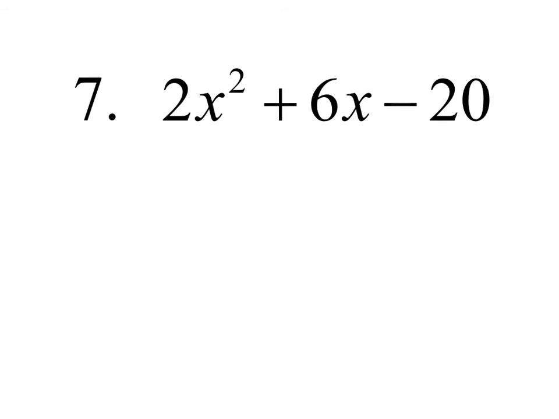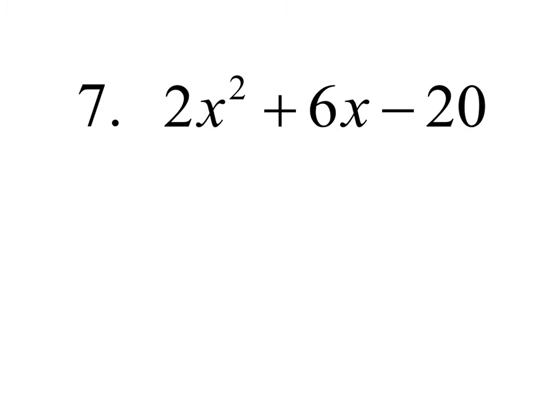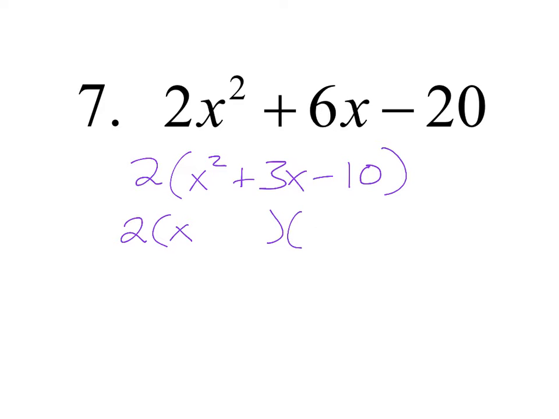Okay, 7. I immediately see they're all even, which means I can at least factor out a 2. So I have 2. There's no x in common, so I'm going to be keeping my x degrees all exactly the same. Okay, so now to factor it completely, factors of 10 that subtract to 3. Well, that's going to be 5 and 2.